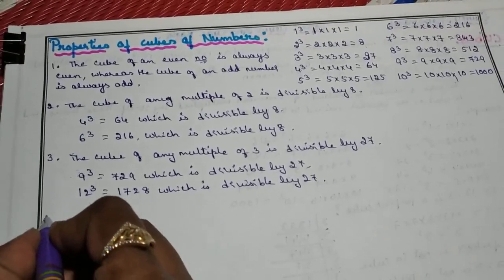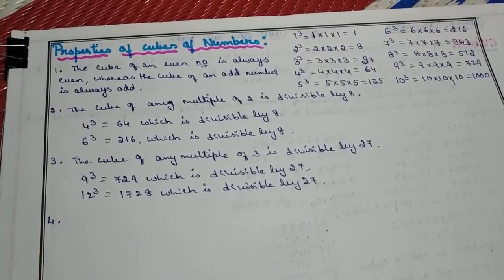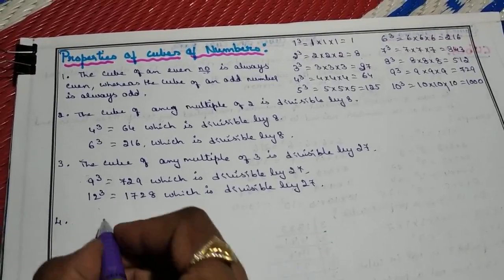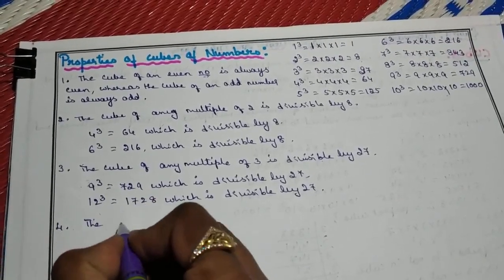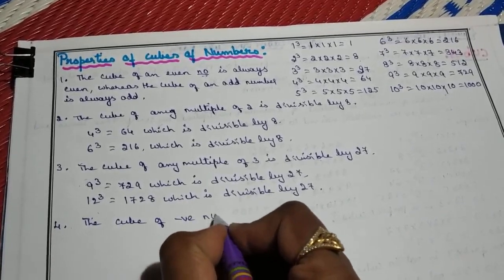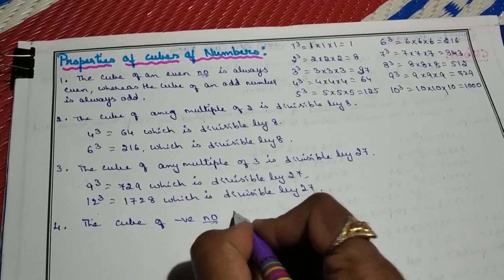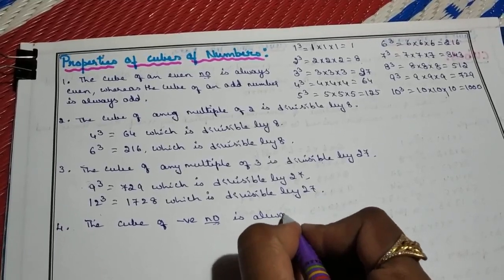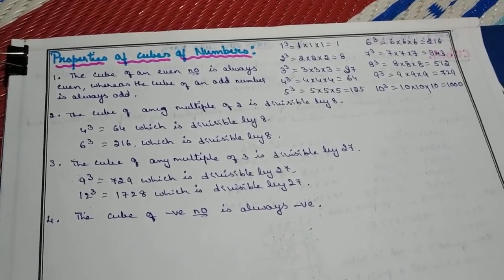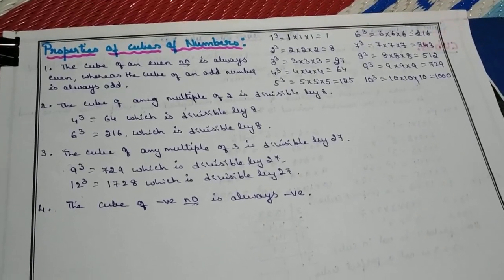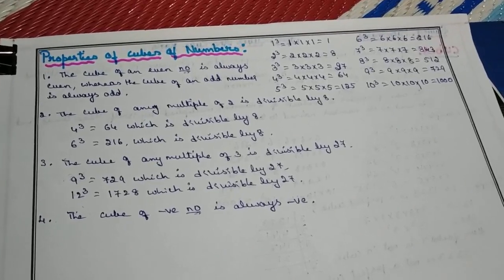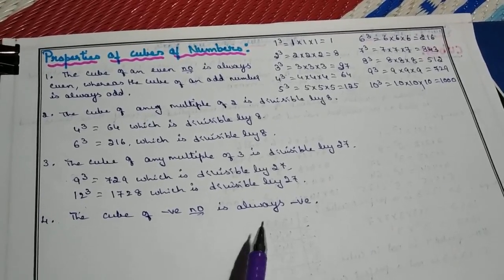The most important point next is the cube of a negative number is always negative. But this was not satisfied in the square, because there we say that the square of a negative number is always positive, whereas here the cube of a negative number is always negative.